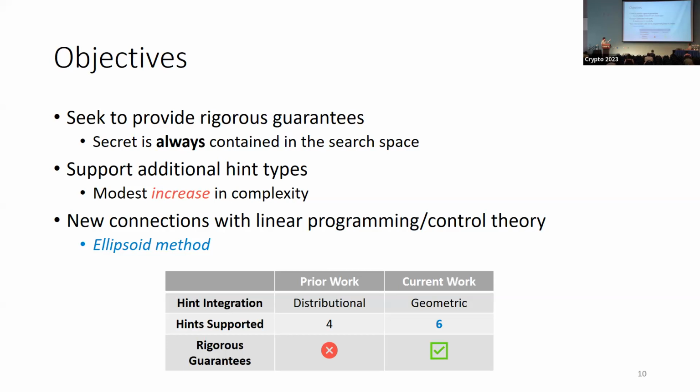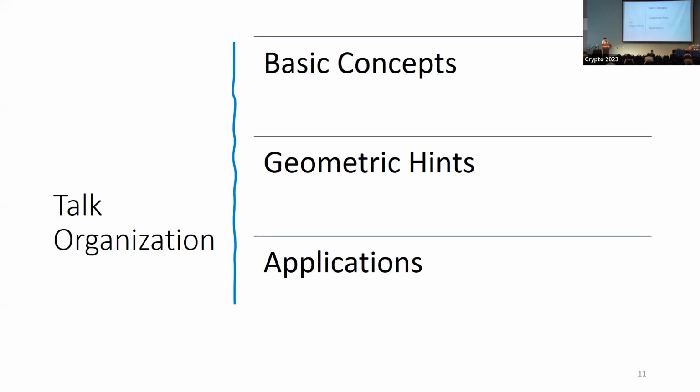And this is a kind of silly comparison table, but the point is that we've changed the way we integrate hints from tracking the conditional distributions to working more with geometry. And so we get to include two new additional hints based on this geometric work and provide these rigorous guarantees at the same time, while maintaining compatibility with everything that came before. For the rest of the talk, I'm going to go through some basic concepts and then talk about our new hints and some applications at the very end.